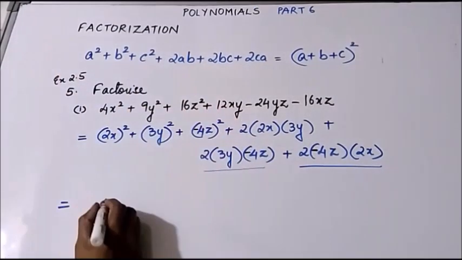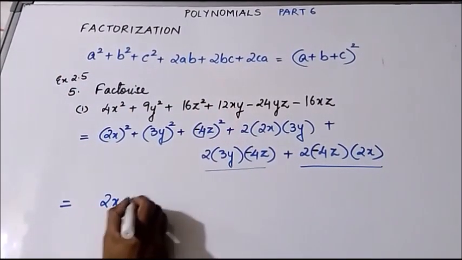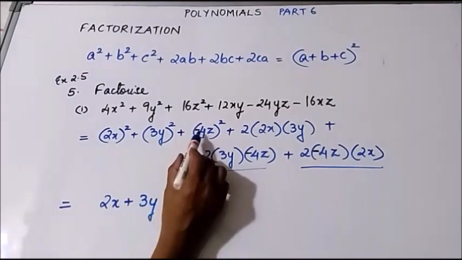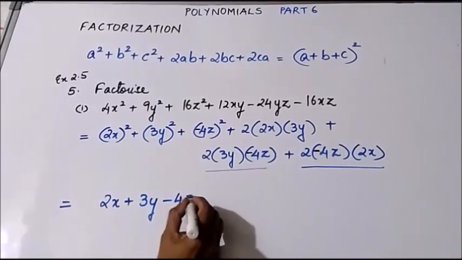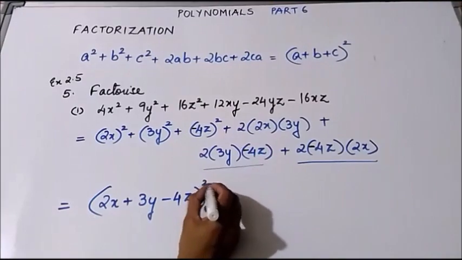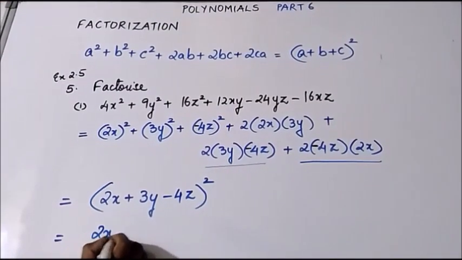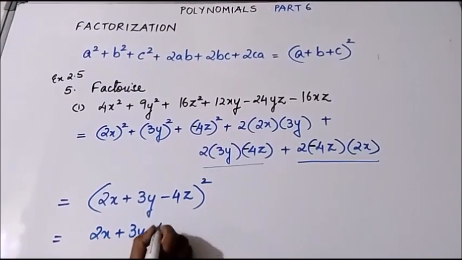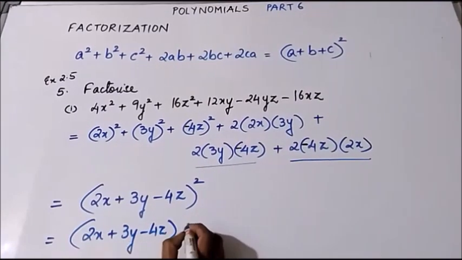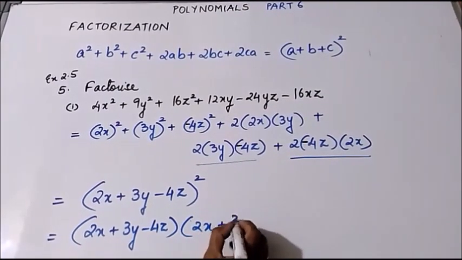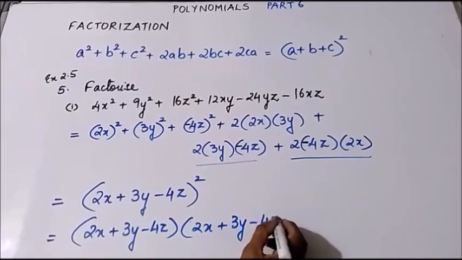Now according to the identity, what will you get here? A plus B plus C. What is C? Minus 4z. Minus 4z the whole square. This can be further written as 2x plus 3y minus 4z into 2x plus 3y minus 4z.